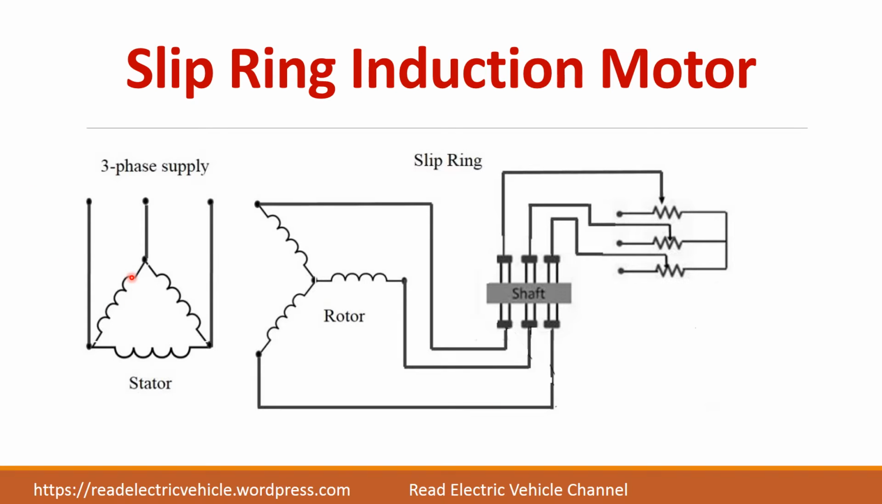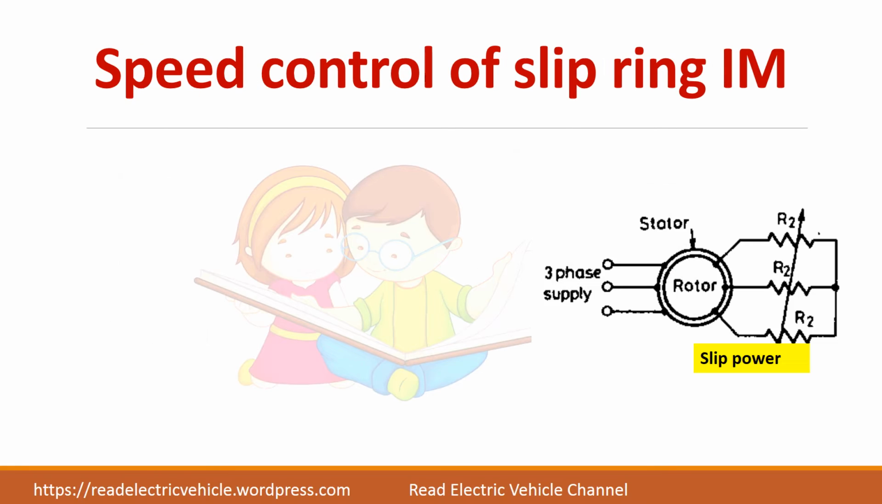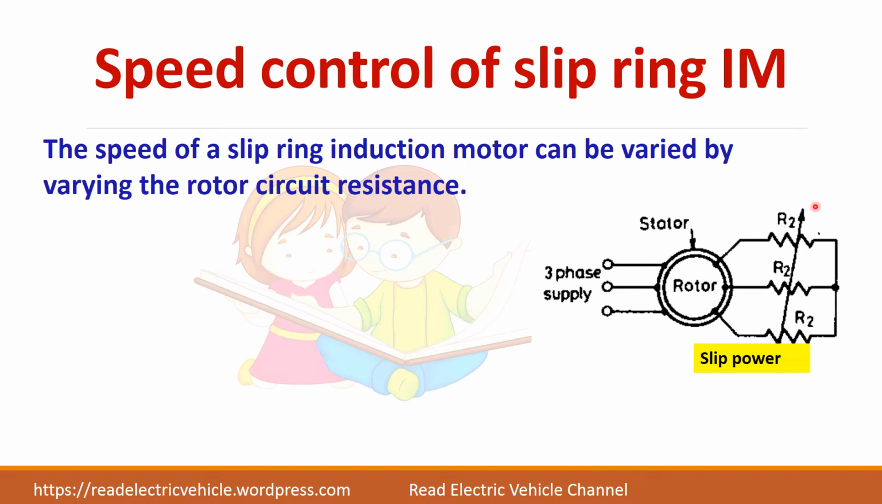A slip ring induction motor consists of three-phase winding at its stator and the rotor windings. At one end they are connected in star, and the other ends are connected to the three slip rings to which brushes are connected, and from the brushes you can connect the external resistors. The speed of a slip ring induction motor can be varied by controlling the rotor circuit resistance.